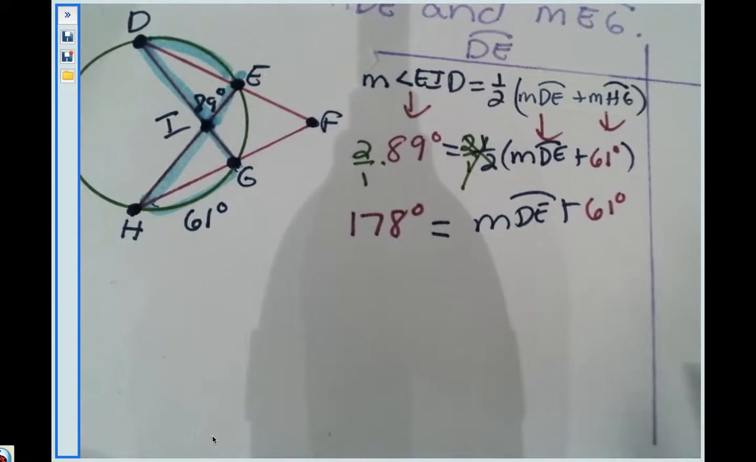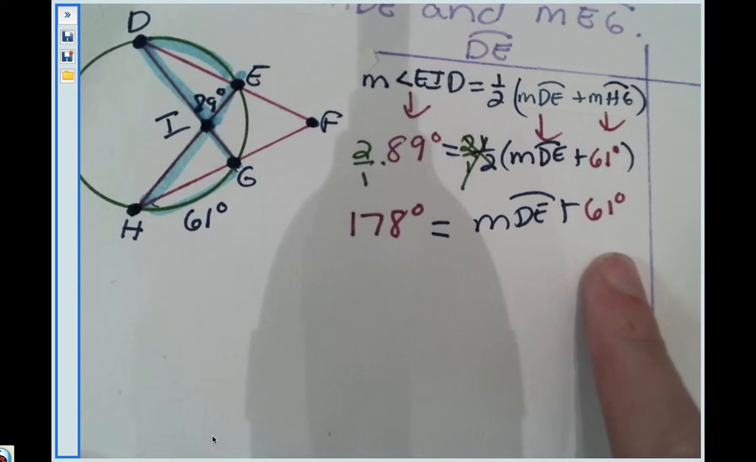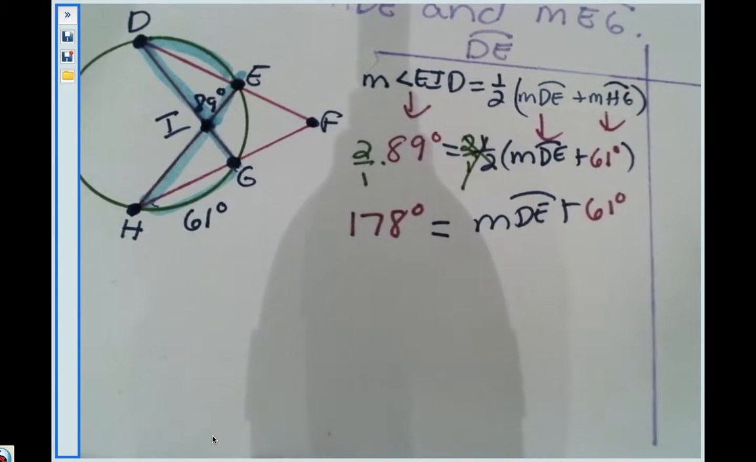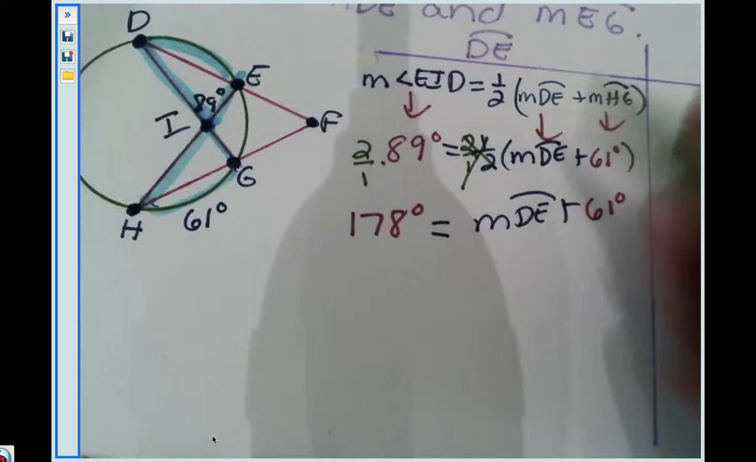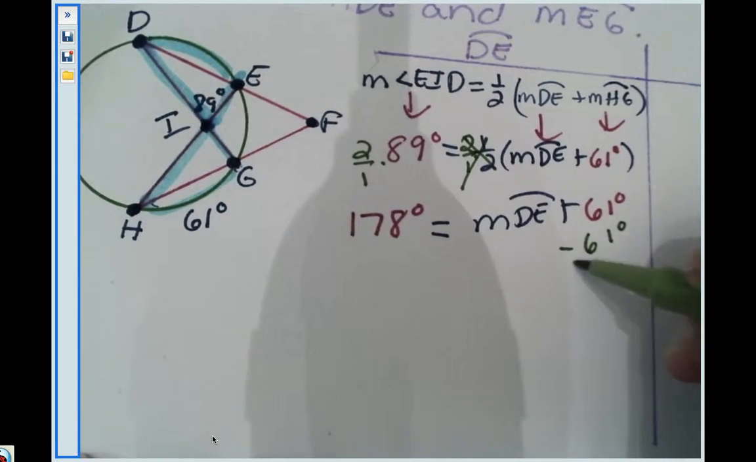All right, let's finish solving this for arc DE. How do I bring 61 to the other side? Yes, I subtract it on both sides.